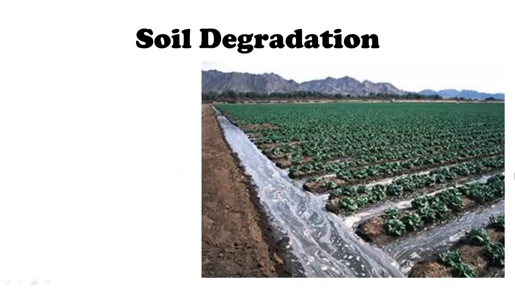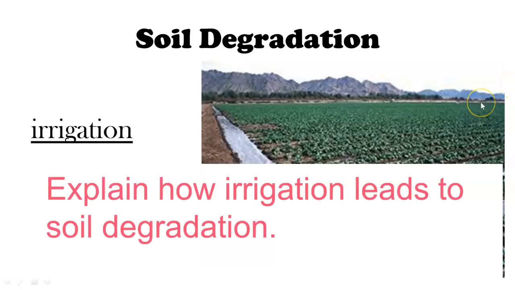This picture shows a type of irrigation called surface irrigation, where water is applied and distributed directly over the soil surface, and it flows through the rows of crops by gravity. This is by far the most common form of irrigation practice around the world, and you can see just by the action of the water moving across the surface of the soil that it can lead to intense erosion and removal of important soil nutrients. We should make sure we can explain how irrigation leads to soil degradation.